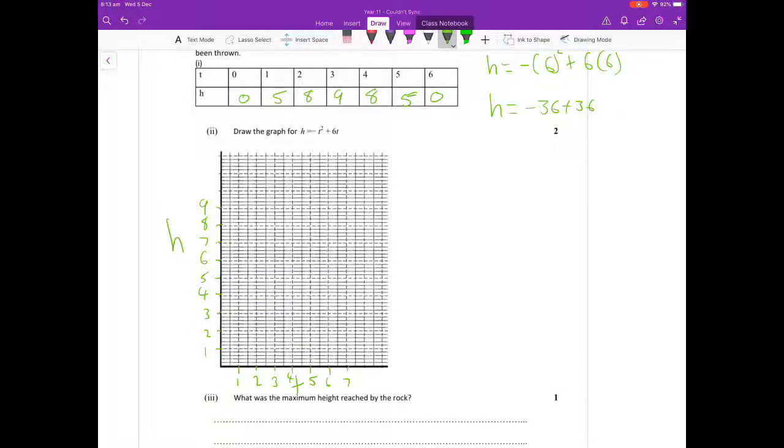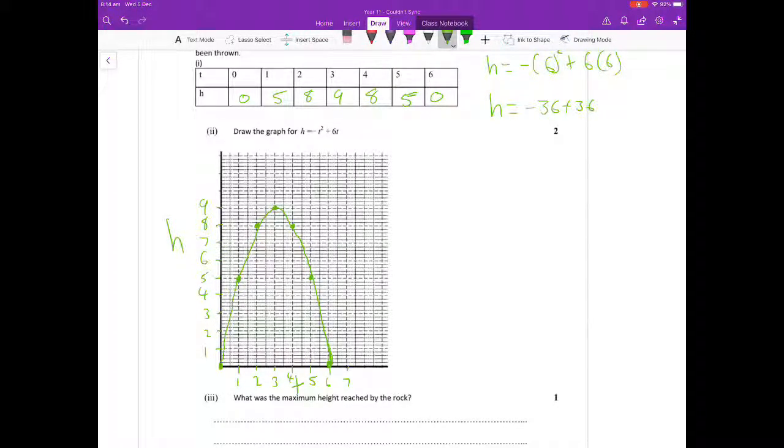Let's find our little dotty dots. 0, 0. 1, 5. Now, some people didn't put the 0, 0 one in for some reason. It just confused me. 2, 8. 3, 9. 4, 8. 5, 5. And 6, 0. Yeah, so from the bottom to the bottom, that's when you throw something, it starts down and then it goes back down. I know, shocked.